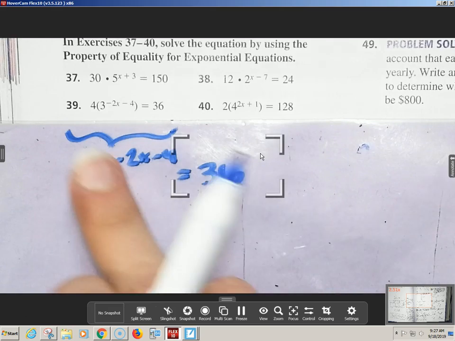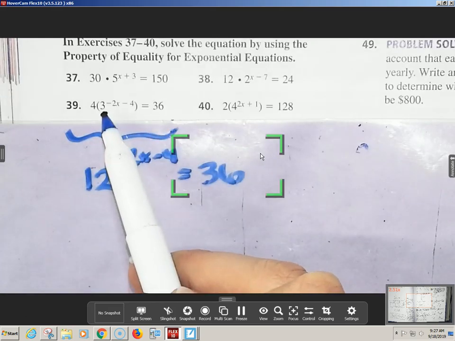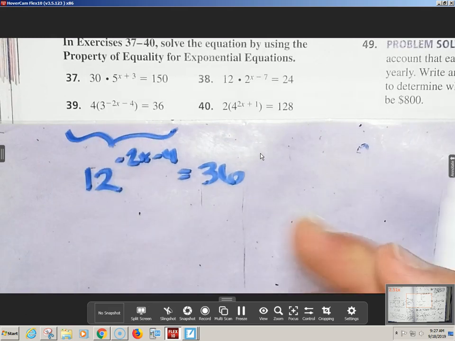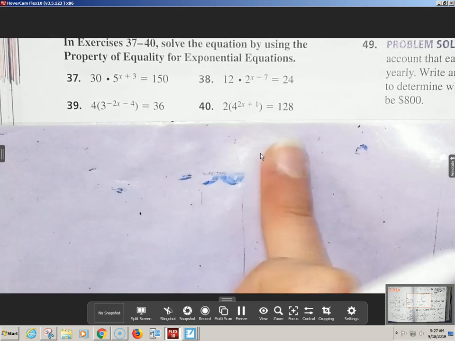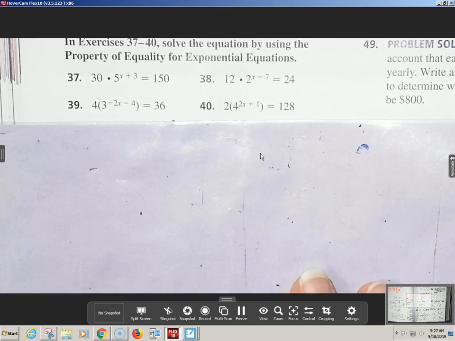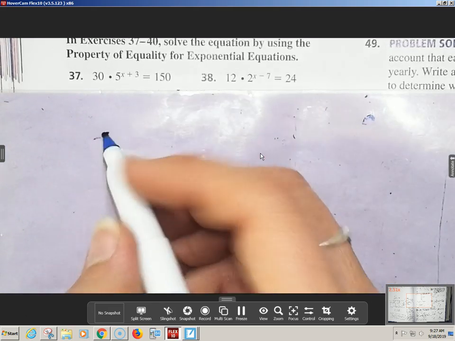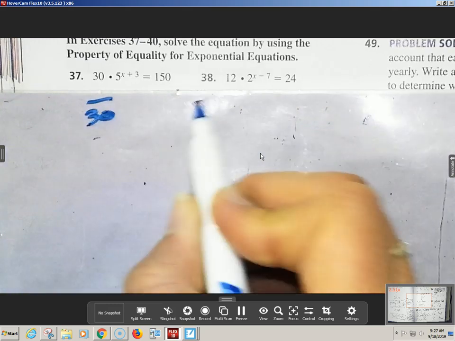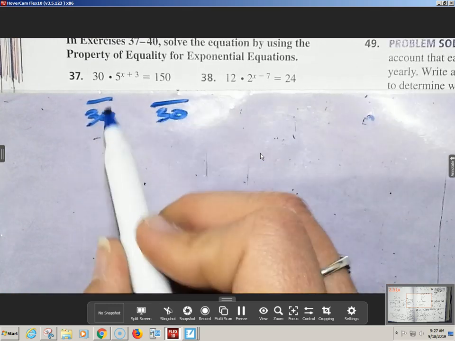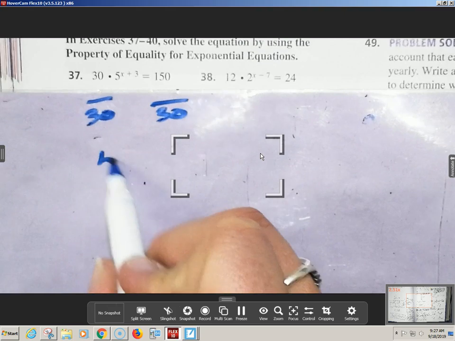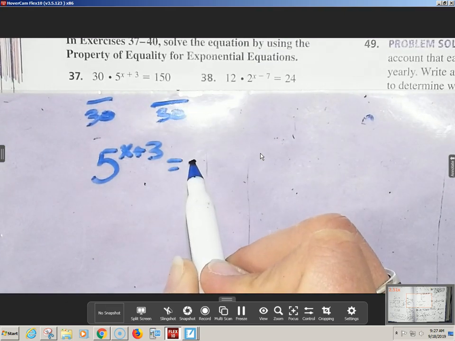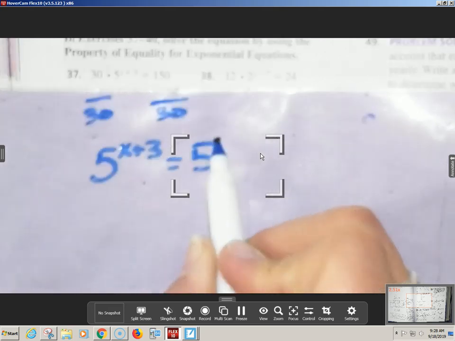So instead of putting those two together, you have to think PEMDAS. The exponents are trapping the bases, and the 4 is not allowed to go in with a 3. Instead of putting them together, you have to move them to the other side. So like for number 37, I would divide both sides by 30. And when I divide by 30, that one cancels out. I get 5 to the x plus 3 all over 5.